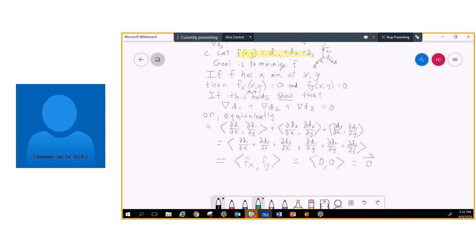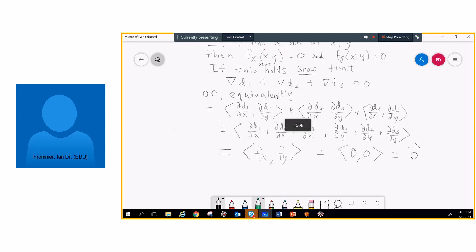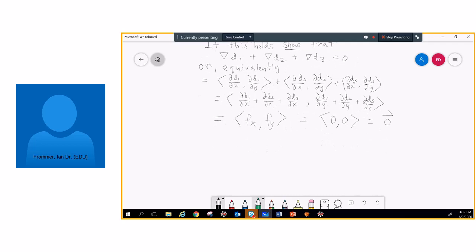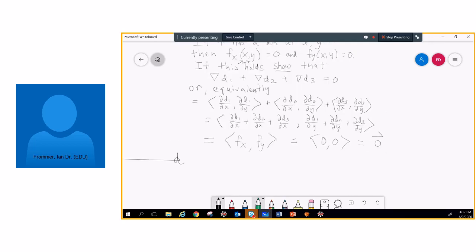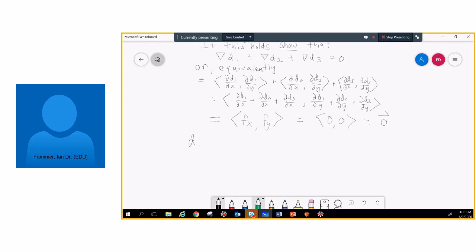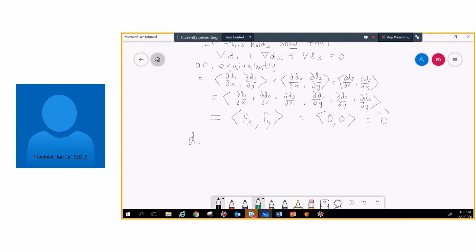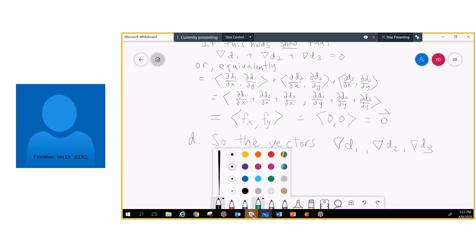Okay, so that's the key for part C, which leads us to our last part, which is D. And this is where everything kind of comes together. Okay, so here's D. I hope this is readable on here. I don't think I've ever taught like this before. So anyway, what we have here are vectors, right? These gradient vectors, gradient D1, gradient D2, and gradient D3. So we've just shown that these guys sum to 0.